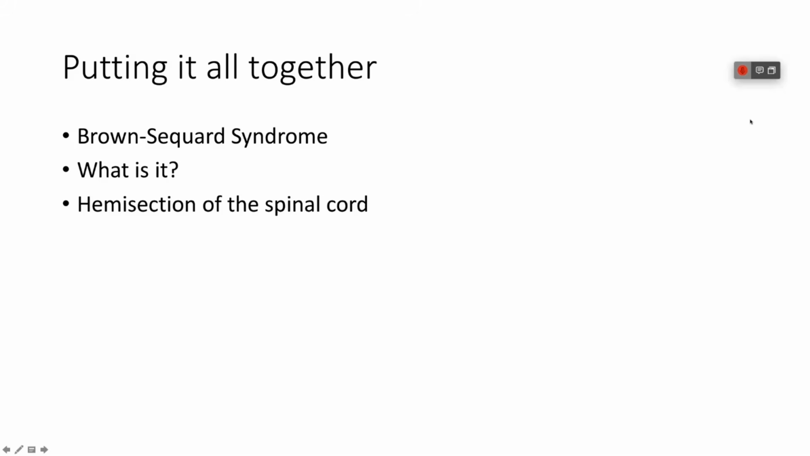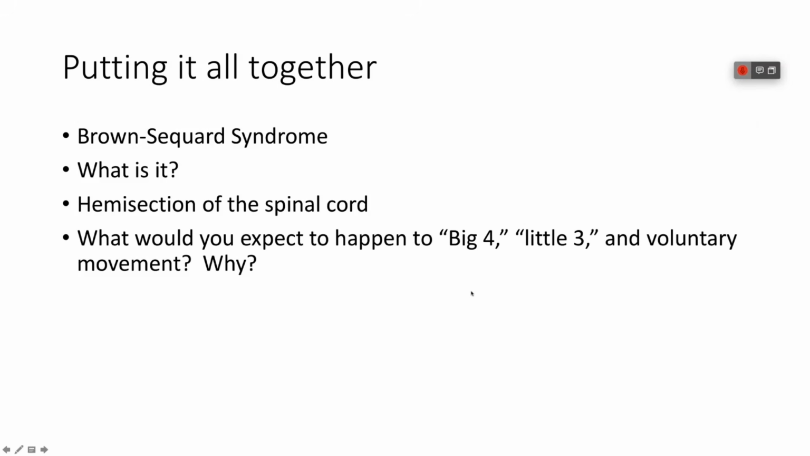So who wants to give it a try to put together what would happen to the big four, the little three, and voluntary movement if I were to hemisect the spinal cord? Which side would I have loss of which? I will call on someone, but Patricia, you want to give it a shot? Yes. You lose the big four ipsilaterally. You lose the little three contralaterally and voluntary movement contralaterally.